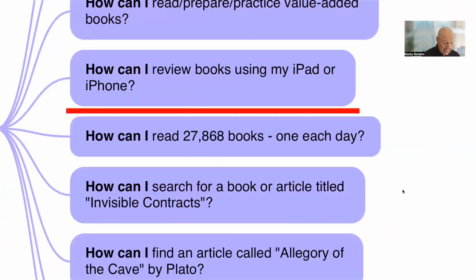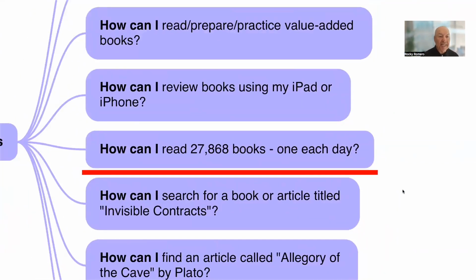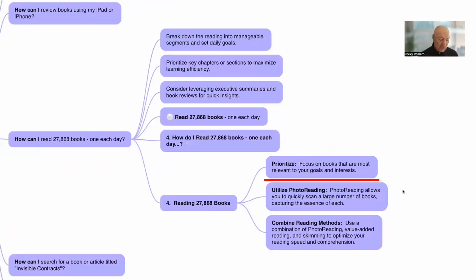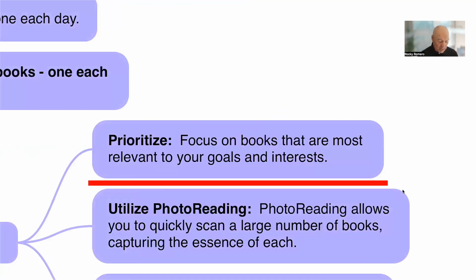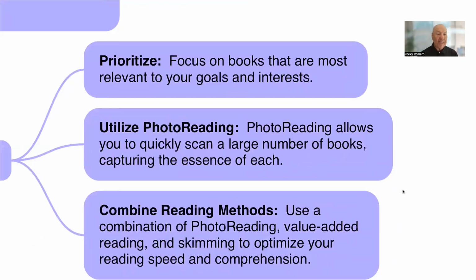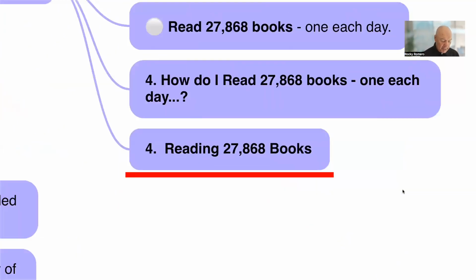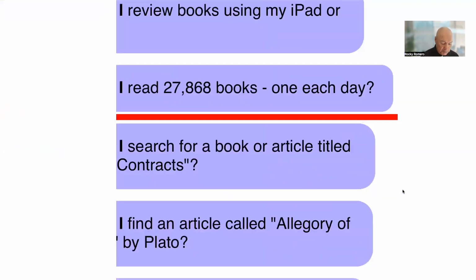So, can I read 27,000 books in my lifetime? I thought, how many more days would I have in my lifetime? I guessed and I calculated. If I read one book a day, that would be 27,000 books. It's an aspiration, certainly a very challenging aspect, but I can do that by prioritizing the books, utilizing photo reading, and combining different reading methods, like photo reading, like syntopic reading, like being able to do speed reading.